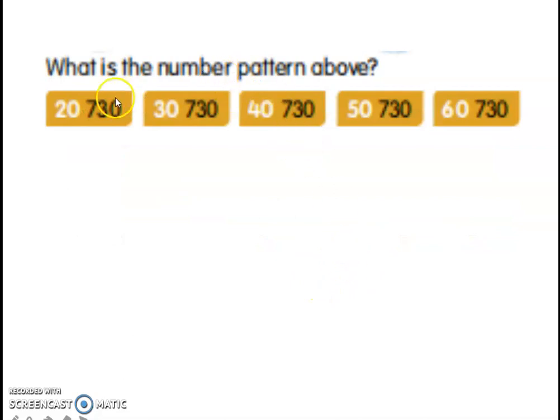Next. There are 5 numbers here: 20,730, 30,730, 40,730, 50,730, 60,730. Now we have to find out what the number pattern is.